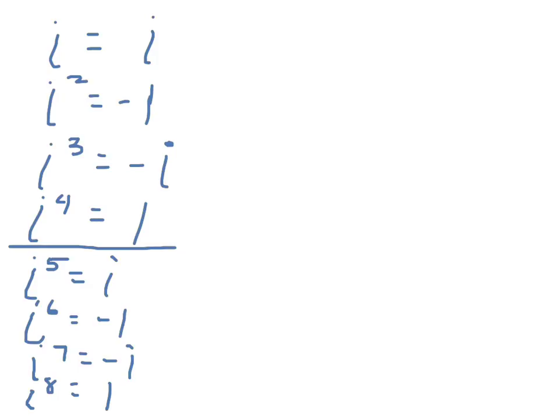Every fourth thing, there's only 4 different options. Every time I go through an option of 4, I'm going to get the same numbers out. You will never have an i higher than i. You will always be able to reduce it down to either i or to a whole number. You cannot leave it as i to the 5th or i to the 3rd or anything like that. Always reduce it.